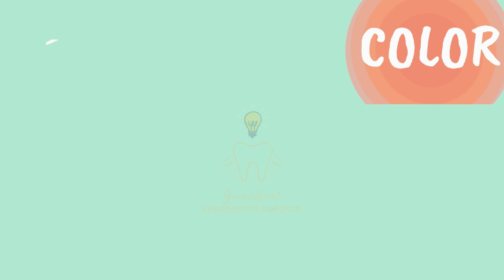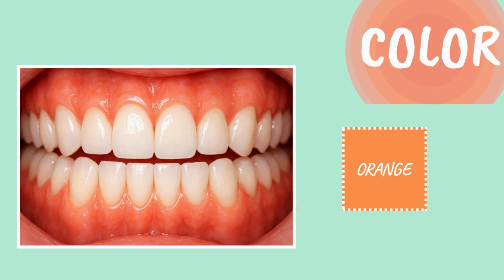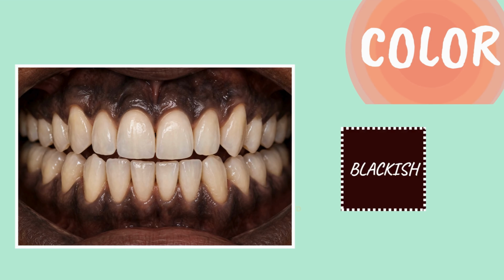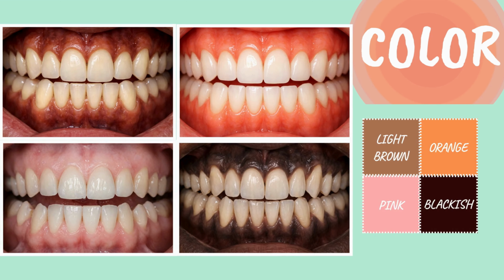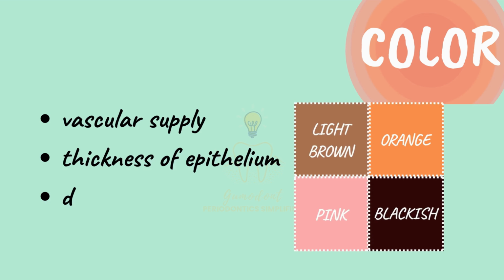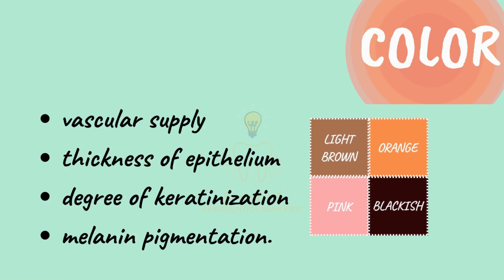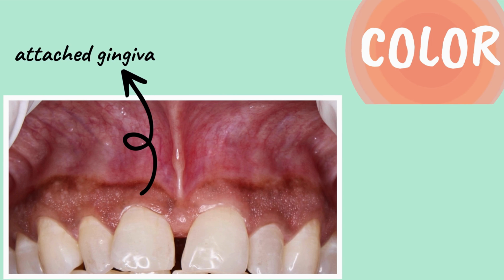We often describe healthy gingiva as coral pink, but in reality, the color of marginal and attached gingiva displays a range from brown, orange to pink, and sometimes even blackish color in some individuals. This variation depends on vascular supply of the tissue, thickness of epithelium, degree of keratinization, and melanin pigmentation. The gingiva also varies when compared to the adjacent alveolar mucosa.